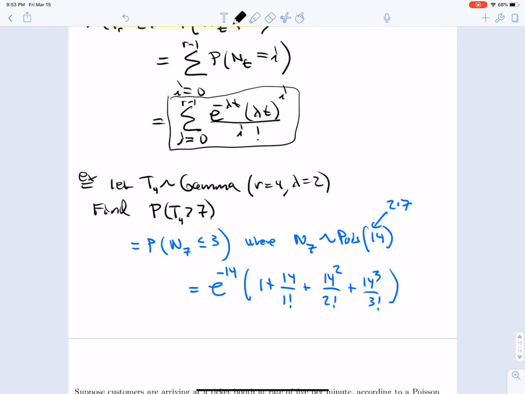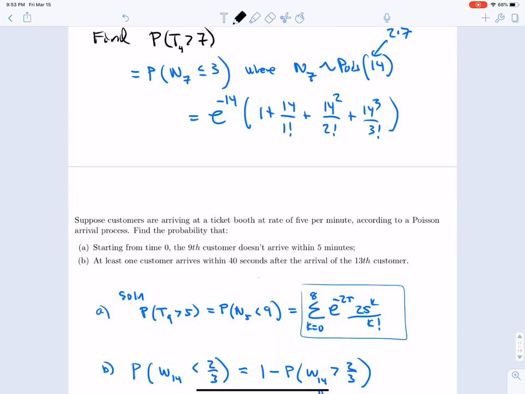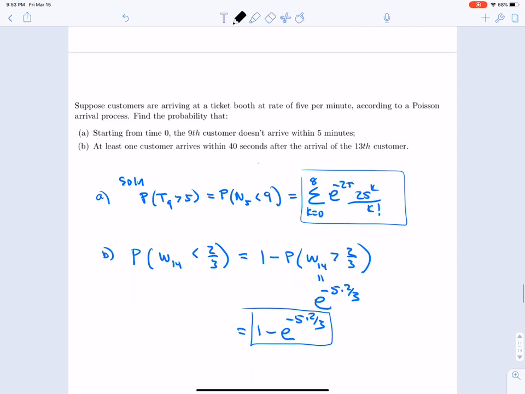So, for example, the probability that T4 is greater than 7 in this case is equal to the probability that N7 is less than or equal to 3, which you can find easily. And then we finished with this problem here.